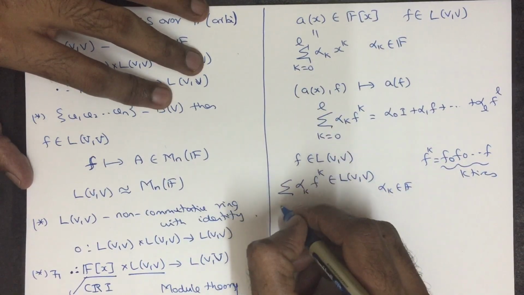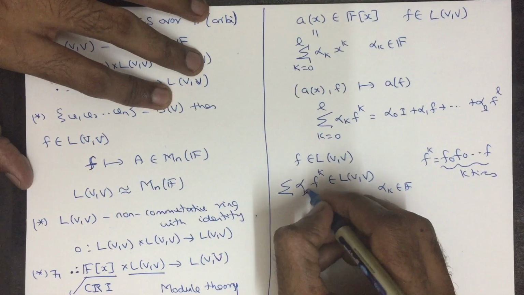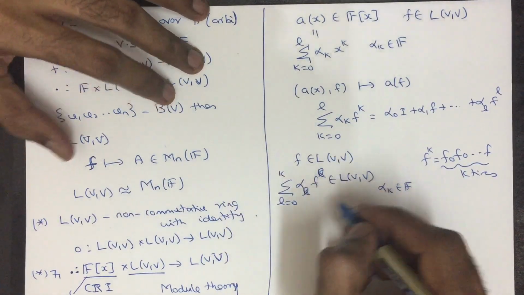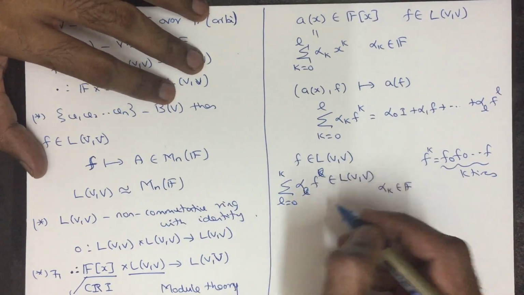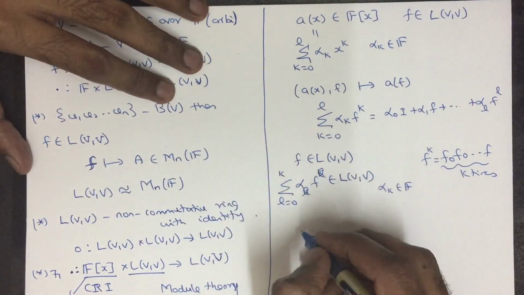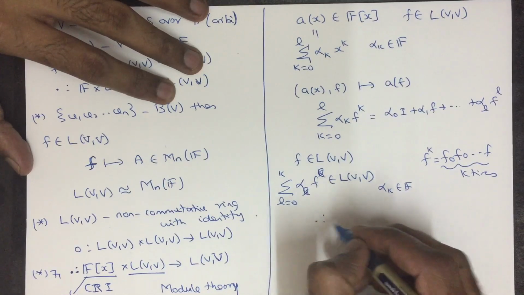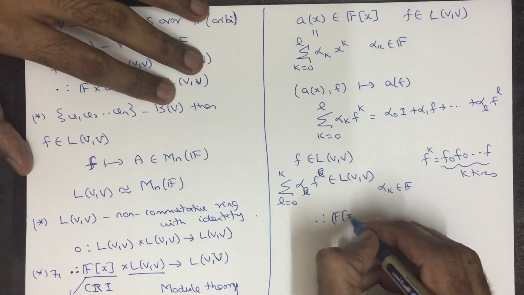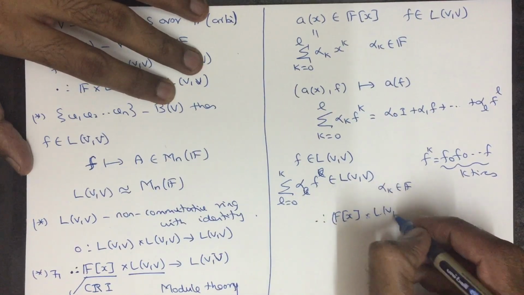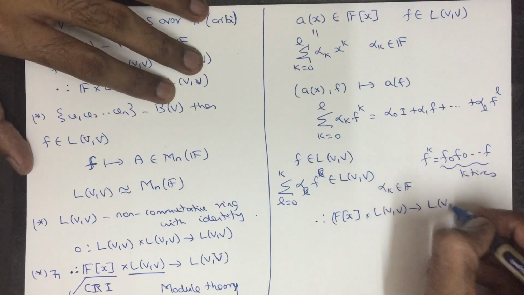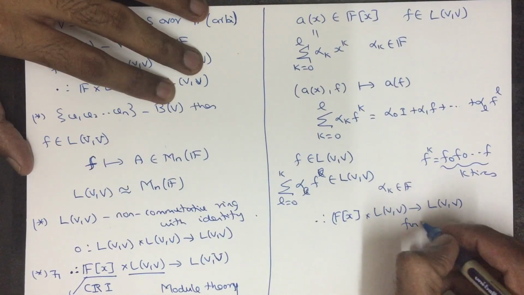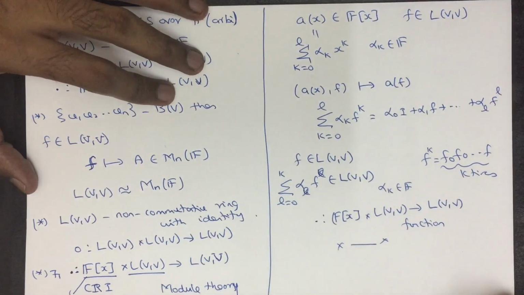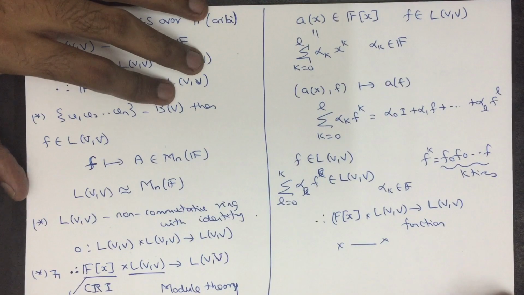And again you can also sum over this, for k from 0 to L. Again you have addition, since L of V comma V is a vector space, and hence we have proved that this way of multiplying a polynomial and linear maps is a function. Therefore, this algebraic structure can be used in our further work.